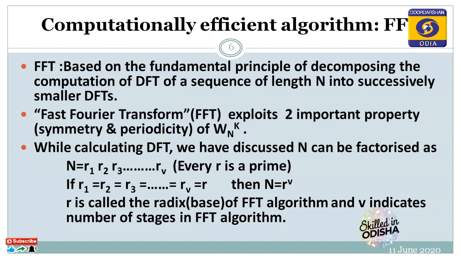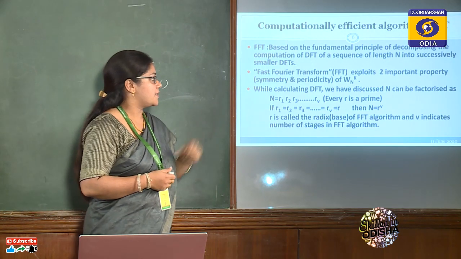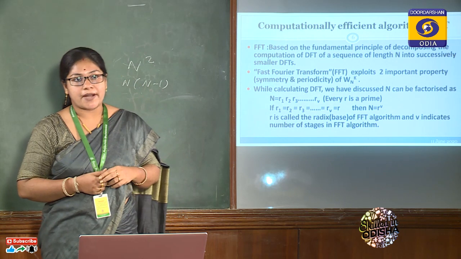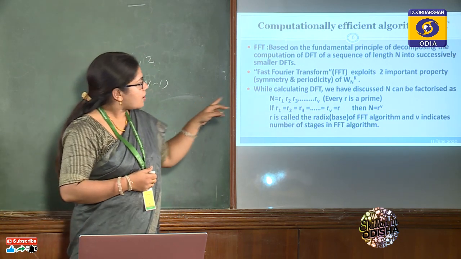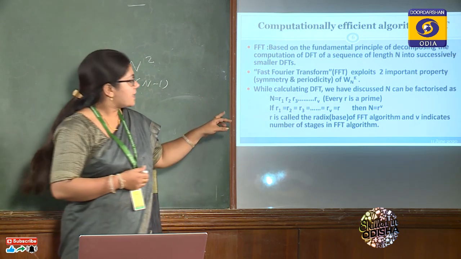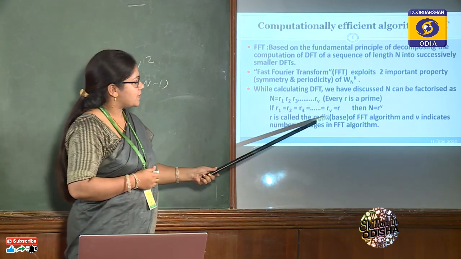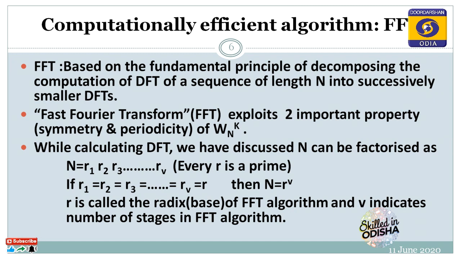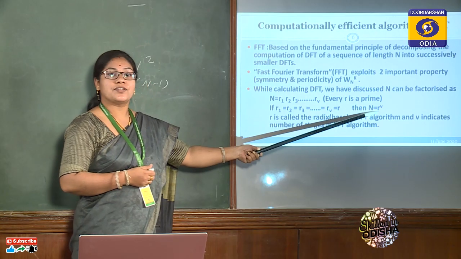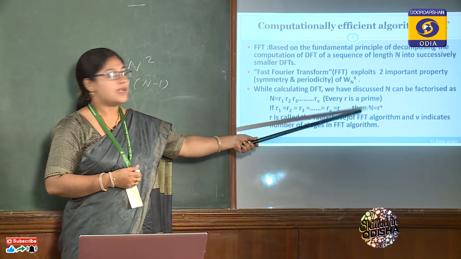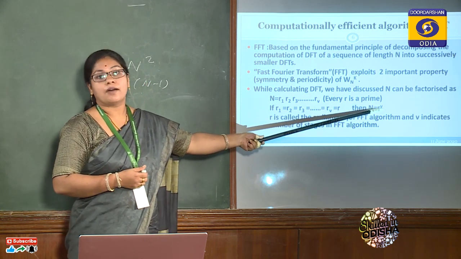So an integer we can represent as r1 into r2 into r3 up to r_v, which I have written in subscript. Every r is a prime. Now if all these r values are equal, then I can write r1 = r2 = ... = r, which gives r to the power v. What is important here is that r is the base or radix of the system, and v is the number of stages.